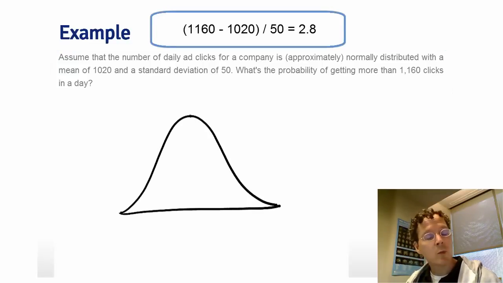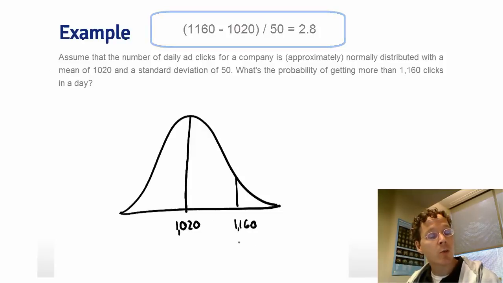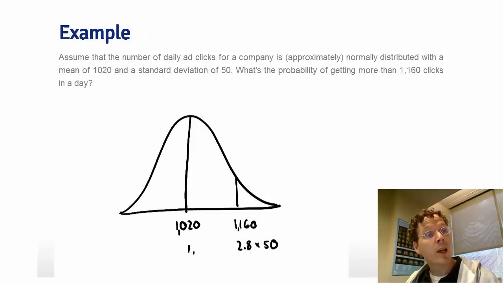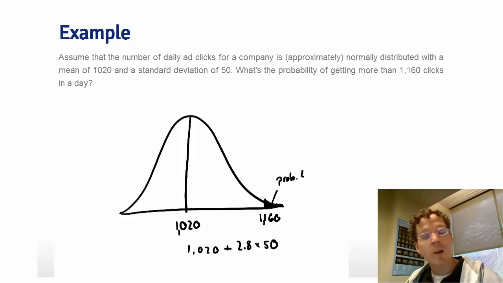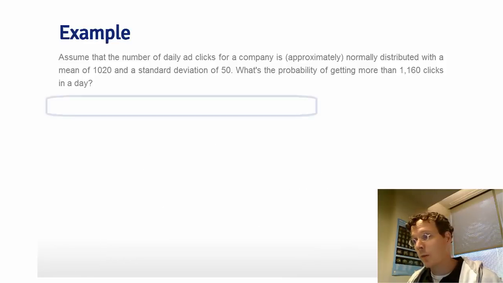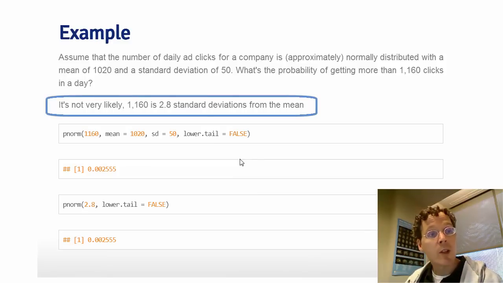Well, 1,160 clicks is 2.8 standard deviations from the mean, so we know this probability has to be pretty low because it's almost 3 standard deviations from the mean. We remember that 3 standard deviations is pretty far out into the tail of the normal, so we know that this probability's got to be fairly small. But let's work through it. So it's not very likely.